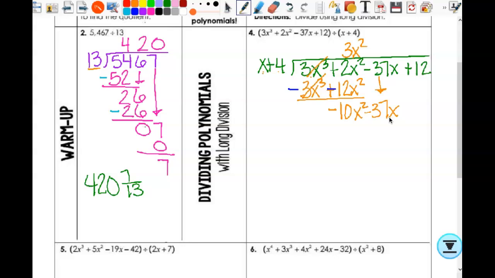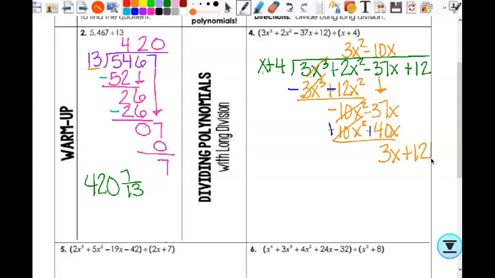Negative 10x squared divided by x is negative 10x. Multiply it back, and I get negative 10x squared minus 40x. Then I change the signs on both. Now, you could put a negative out front with parentheses and all that. You don't need to do all that. Just go through and change the signs. It's the same thing. These 0 out. This gives me 3x plus 12.